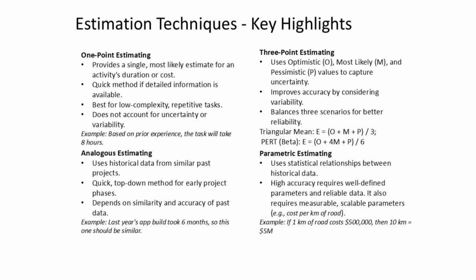Parametric estimating thus uses statistical relationships between the historical data. Data needs to be reliable and highly accurate, and the parameters need to be clearly defined. It should be measurable and scalable. Example, cost per kilometer of road, cost per lines of code. If 1 kilometer of road costs $500,000, then 10 kilometers is going to be $5 million. If the time taken to paint a room of 1000 square feet is 2 hours, then what is the time taken to complete 10 rooms of the same square feet? It's going to be 2 multiplied by 10, 20 hours. So you arrive at an estimate based on these parameters.